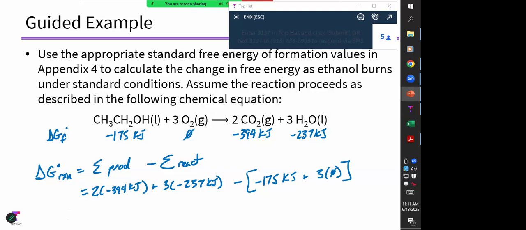Putting together the two sides, 2 times negative 394 plus 3 times negative 237, I have for the products negative 1,499 kilojoules. And on the reactant side, I just have the negative 175. So putting those together, negative 1,324 kilojoules.